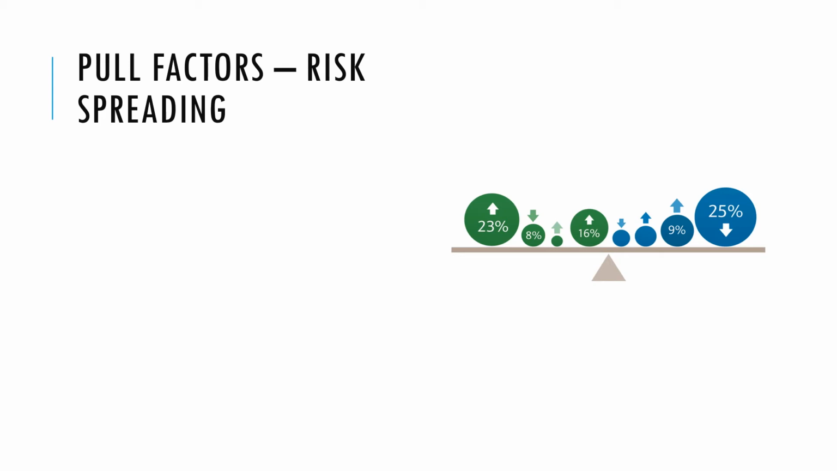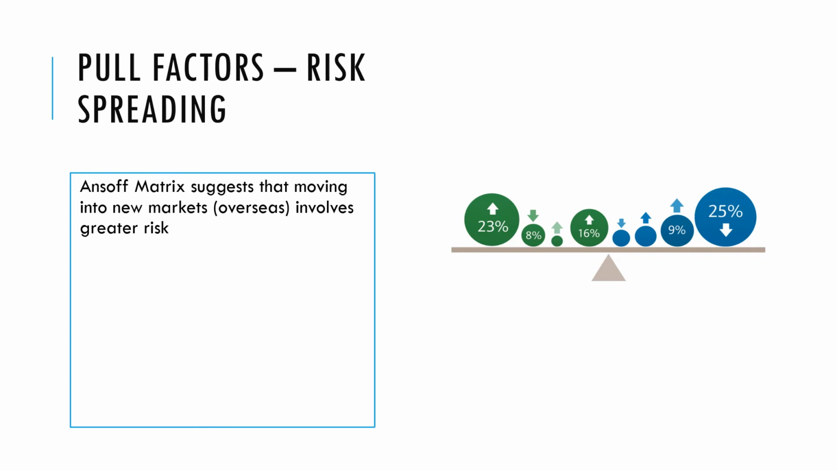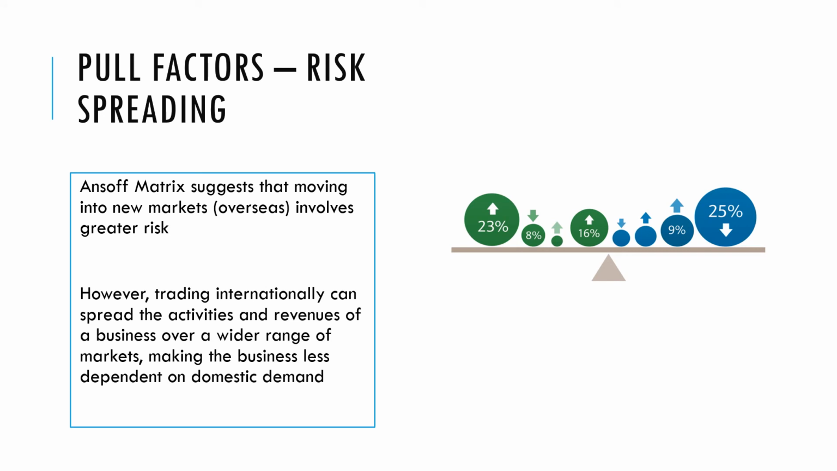Another pull factor might be that by moving into a new market, we spread the risk that our business faces. So Ansoff's matrix suggests moving into new markets overseas involves greater risk. However, trading internationally can spread the activities and revenues of a business over a wider range of markets, making the business less dependent on domestic demand.